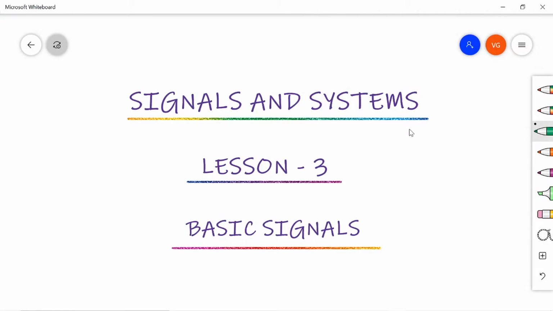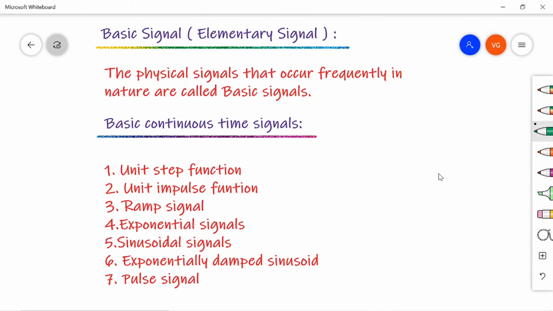In this video, I am going to discuss the basic signals that are used in signals and systems. This topic is very important and these basic signals are used throughout the subject. Let us discuss what do you mean by a basic signal. A basic signal or an elementary signal is the signal that occurs frequently in nature.